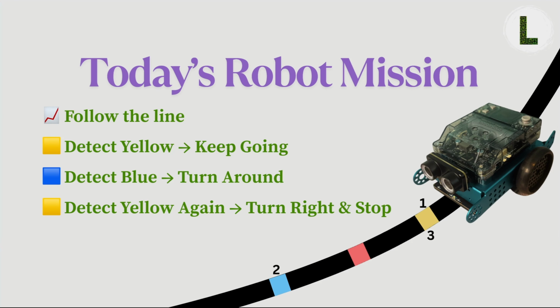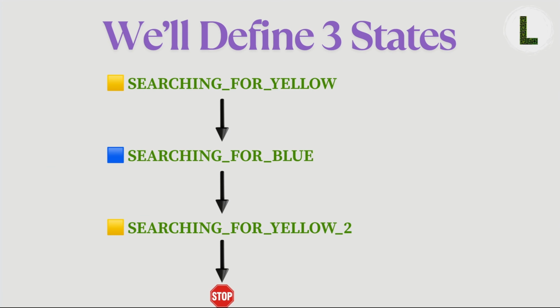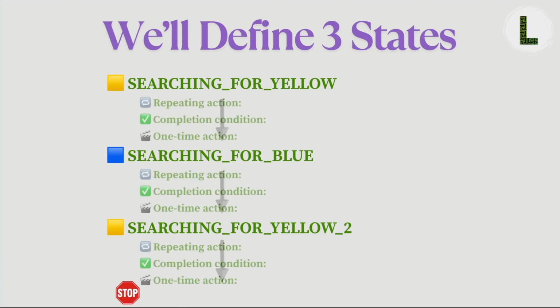Let's break this down into states. We'll define 3 states: searching for yellow, searching for blue, and searching for yellow 2. The searching for yellow 2 state simply refers to the second yellow detection by the robot. In each state, we have 3 things to define: the repeating action, the completion condition, and the one-time action, followed by the transition to the next state.